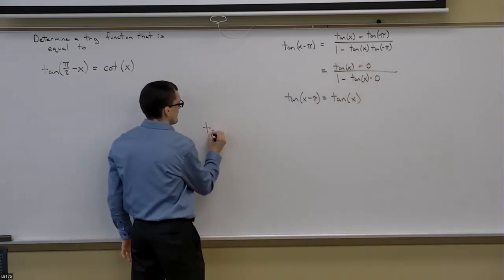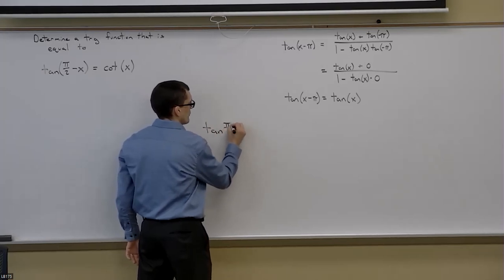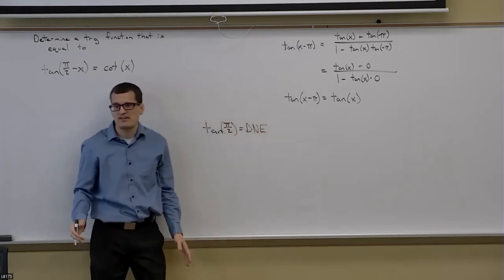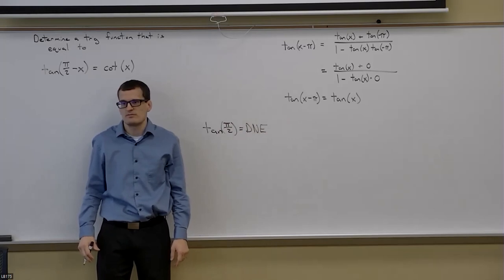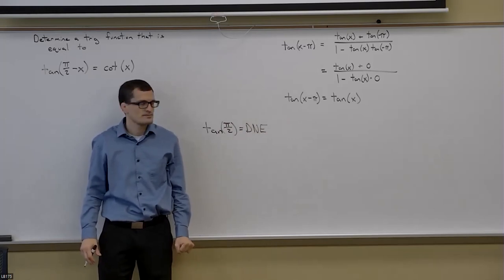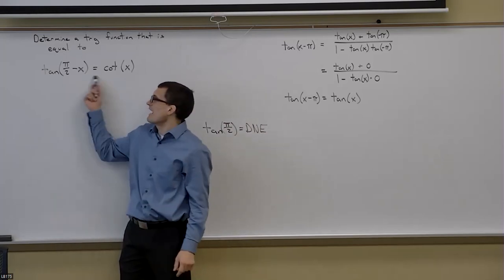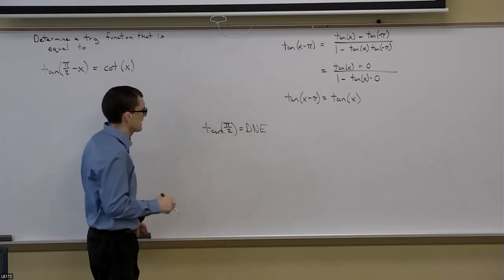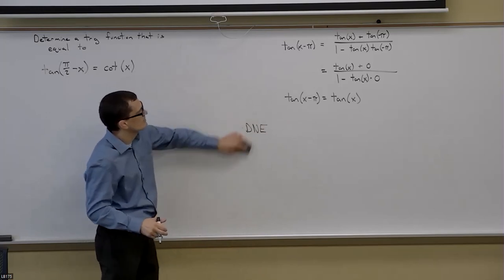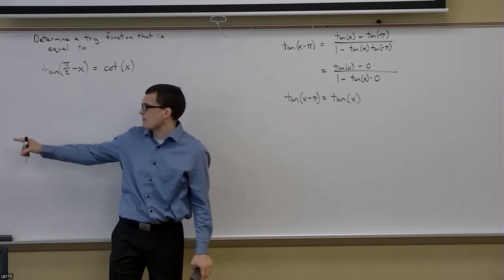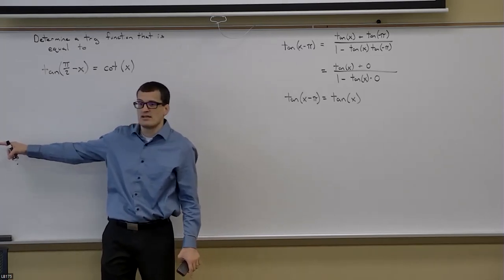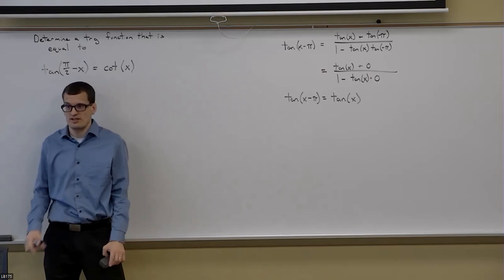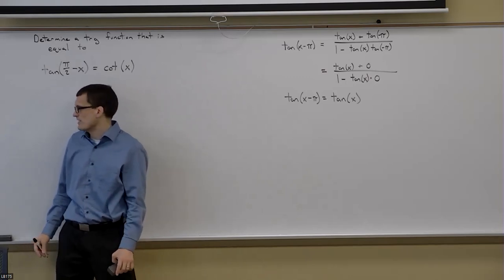And if you try to plug in tangent of pi over 2, that's one of those things that does not exist. There's an asymptote at pi over 2 of our tangent function. So I have to be a little bit clever of how I do this. And the way we're clever is we end up rewriting the tangent identity before we use it. Okay? So it gets rid of those tangent of x's.